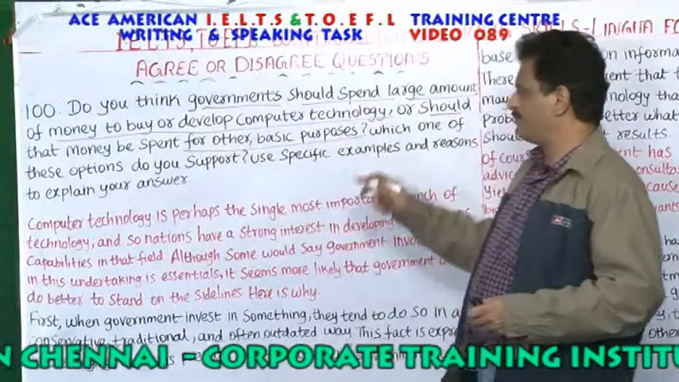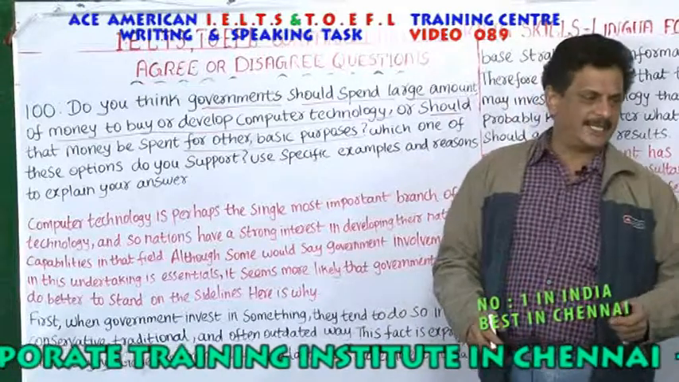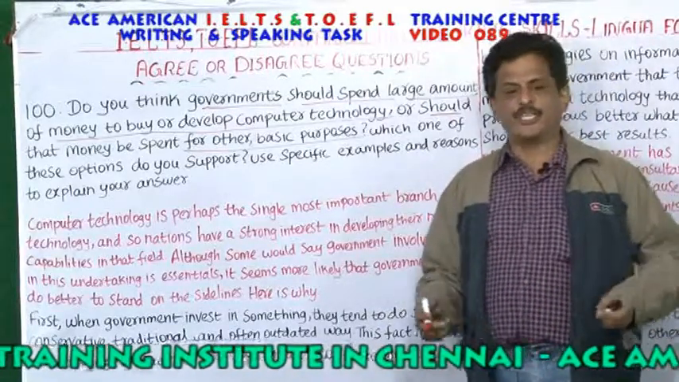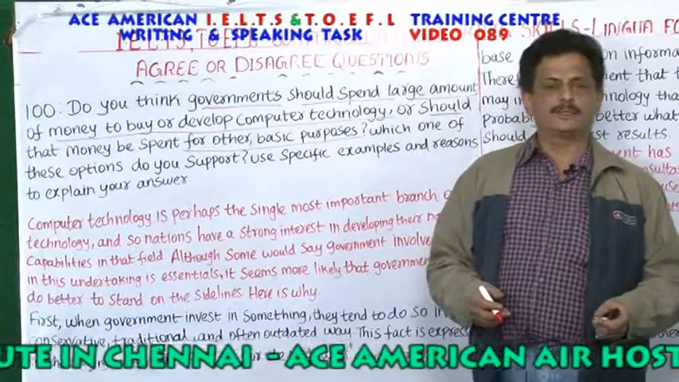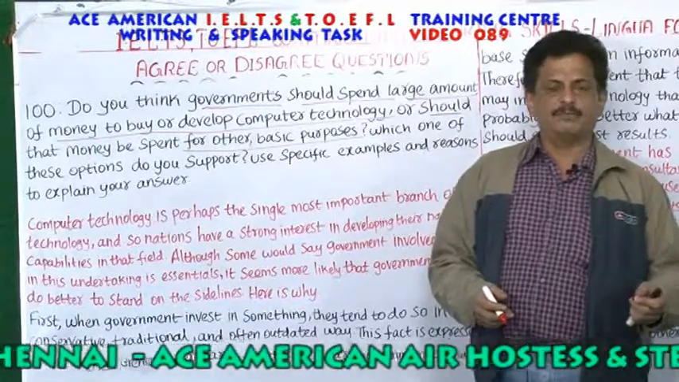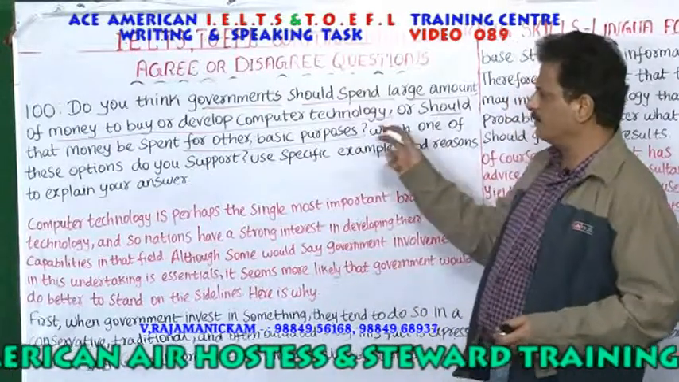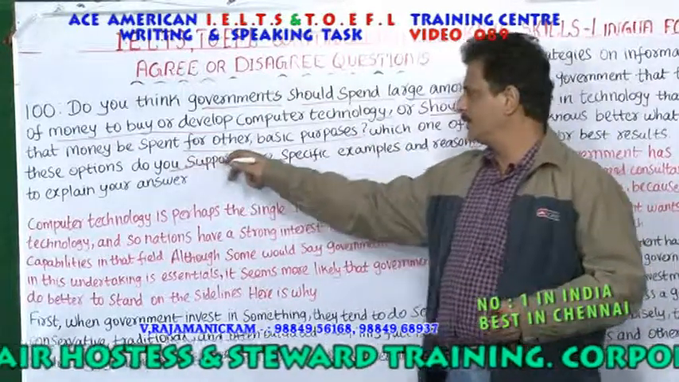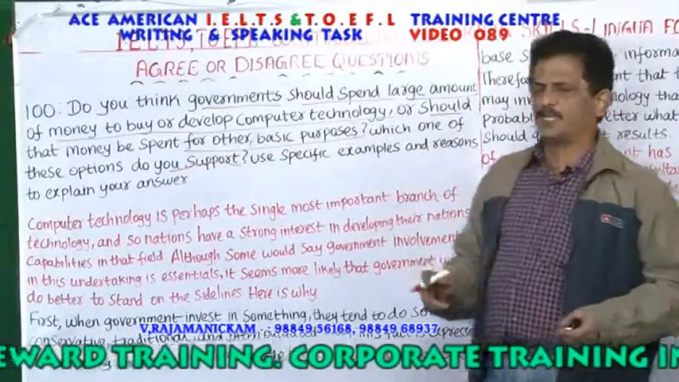What are the basic purposes? Sanitation, of course, the essentials: food, clothing, shelter, providing good hospital treatment for the poor people, poverty alleviation programs. Which one of these options do you support? You have to use specific examples and reasons to explain your answer.